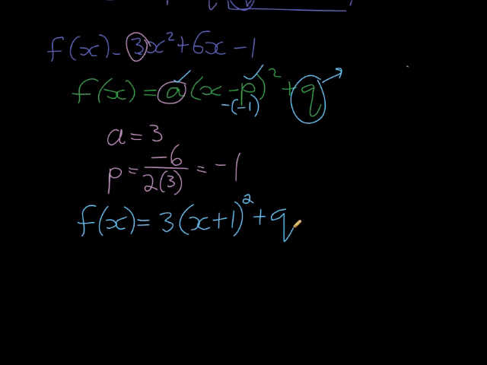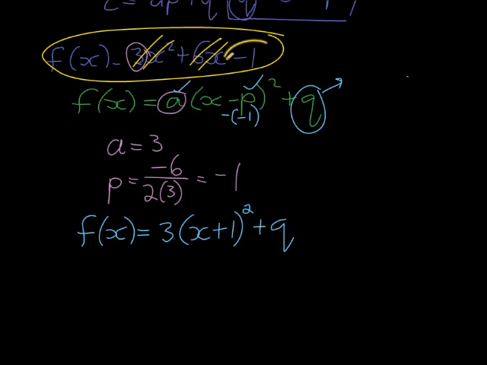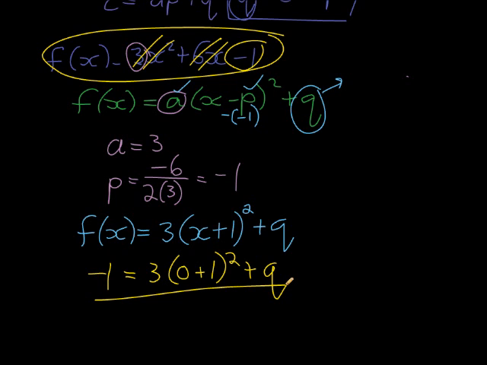So what point do we have that is on the curve? Well, initially they only gave us the function formula, in the format ax squared plus bx plus c. We know that when x is equal to 0, y will be equal to negative 1, and that will give us the equation to find q with. So we solve: negative 1 equals 3 times 1 squared, which is 3, plus q. Subtract the 3 on both sides and we get negative 4.